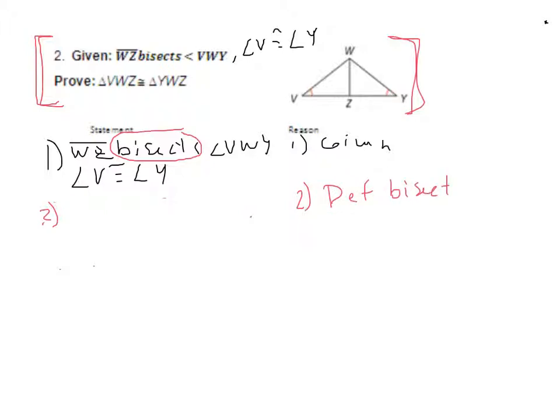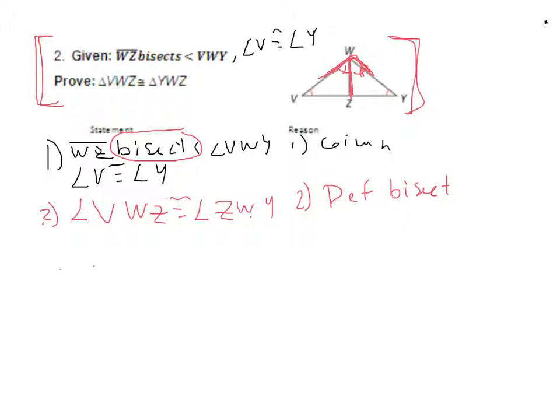So if I were to say WZ, trace that line first, bisects VWY. Whenever it bisects, that means it cuts in half. That means I'm going to have two congruent parts. So I'm going to label the parts first because it's easier than to say the two congruent angles. So angle VWZ is going to be congruent to angle, make sure you have your representation, ZWY. Definition of bisect.